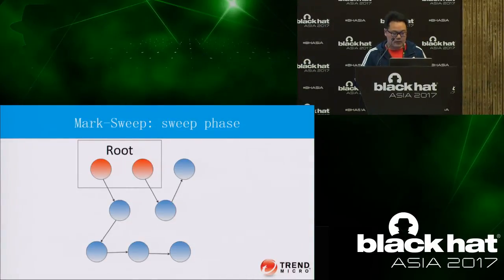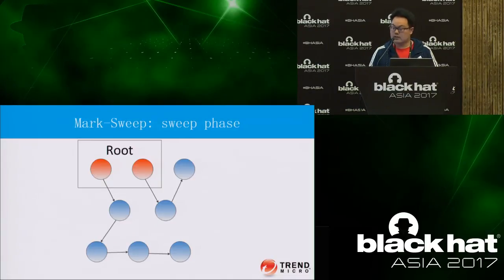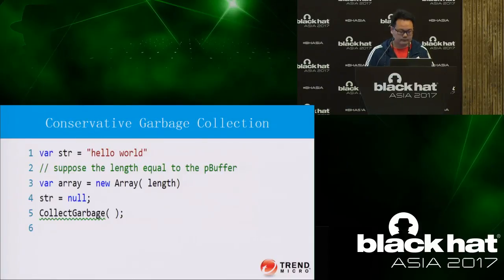The sweep phase will free the objects which are not marked. This is the mark and sweep process. Okay, I will introduce the conservative garbage collector weakness.